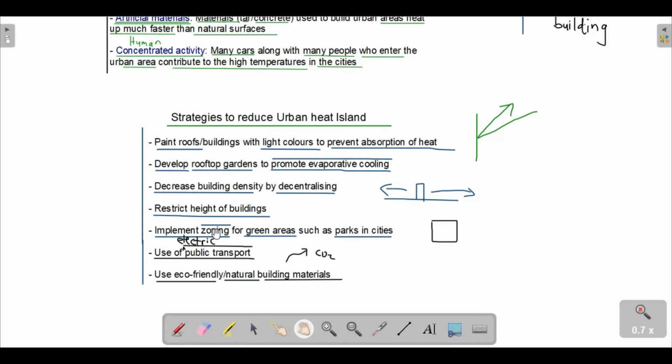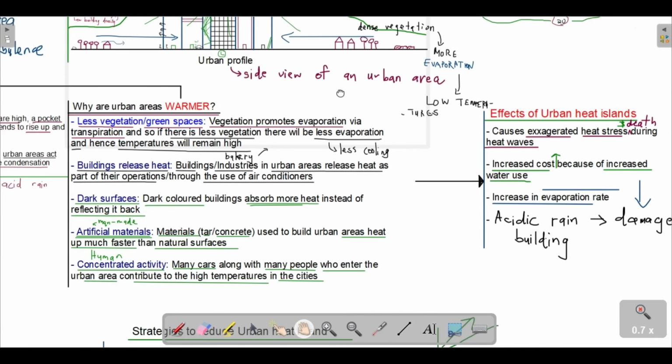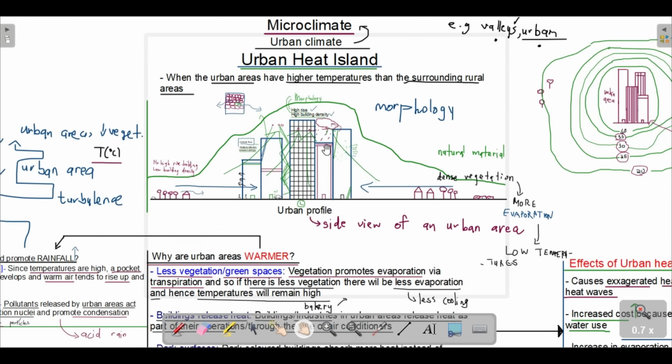And I hope you can reason, guys. Very important to give reasons why, how. Okay, you have to be able to explain that. If you can explain it, then you do understand it, right? So this is the concept of urban heat island.